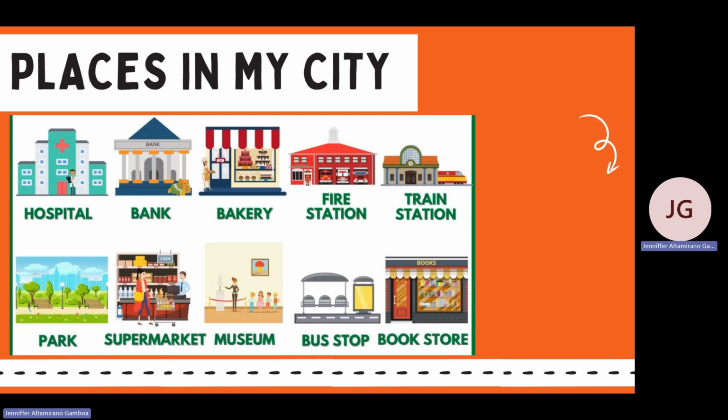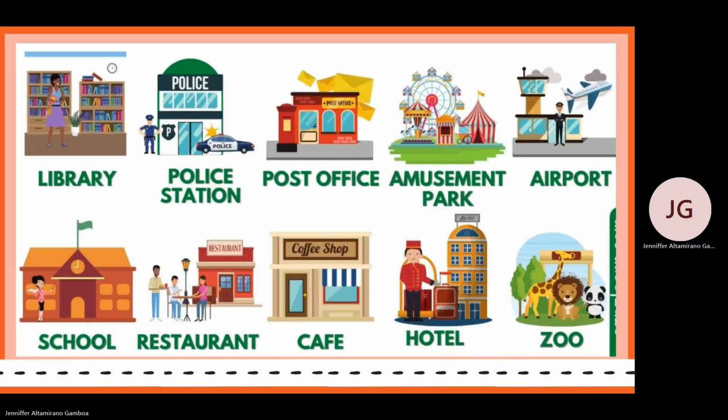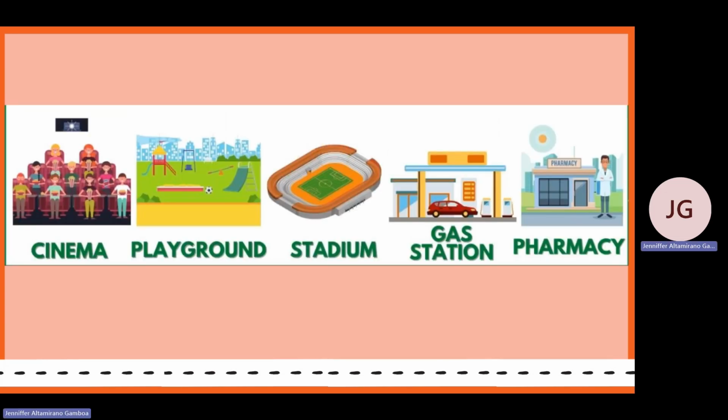For example, the first one is hospital, then bank, bakery, fire station, train station, park, supermarket, museum, bus stop, bookstore, library, police station, post office, amusement park, airport, school, restaurant, cafe, hotel, zoo, cinema, playground, stadium, gas station, pharmacy.